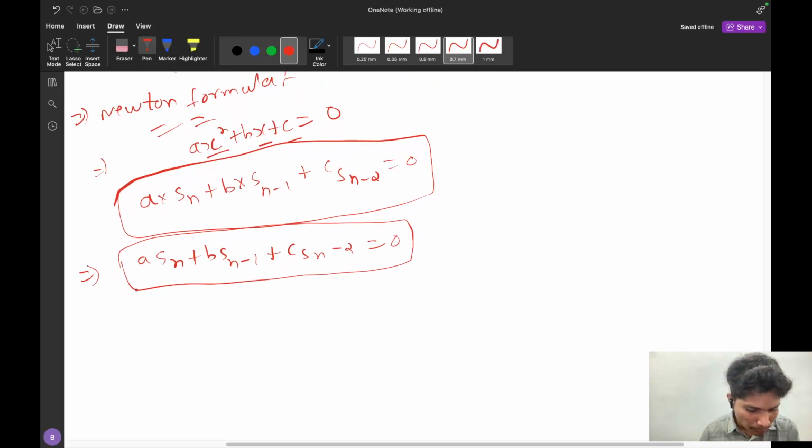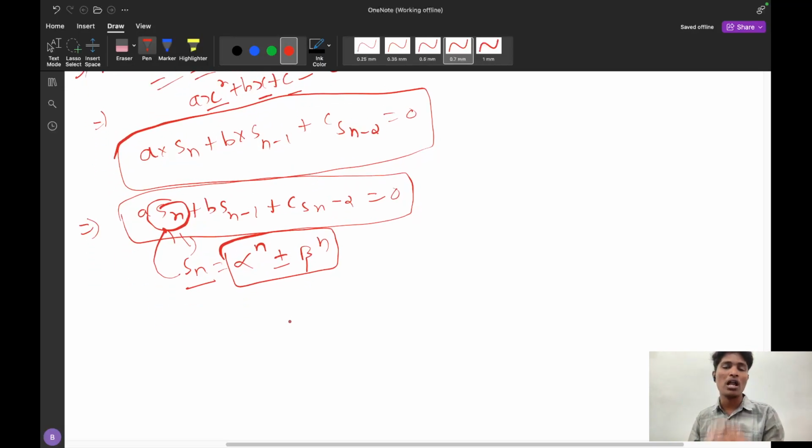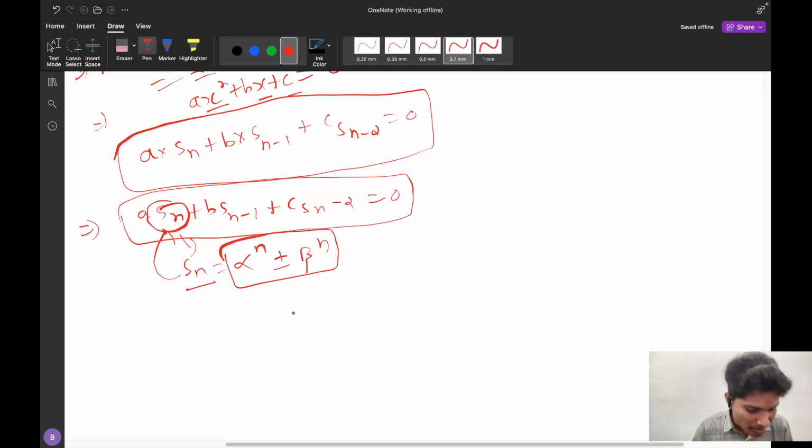Now, what is the value of Sn here? Sn is the arithmetic operations with the help of alpha, beta. If the arithmetic operations of alpha, beta are involved, it is called Sn, and this is called the Newton formula. This is the expression: Sn equal to alpha power n plus or minus beta power n. Yes, with the help of a question it is easy.